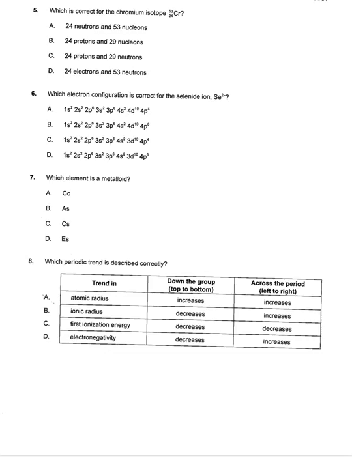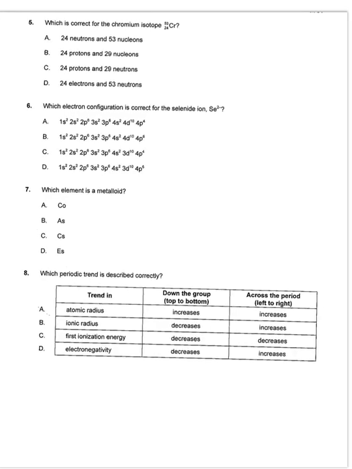Number 5, which is correct for the chromium isotope? So I'm given 53 and 24 as my data. That lets me know that 24 is my protons or my electrons, either one. And then when I subtract, 29 are my neutrons. And the nucleons are both protons and neutrons, the stuff in the nucleus. So the only one that fits those numbers would be C, 24 protons and 29 neutrons.